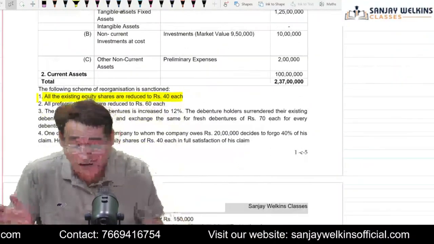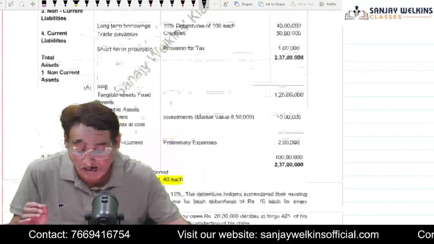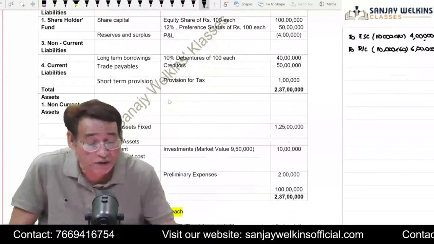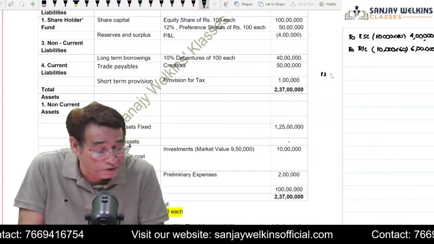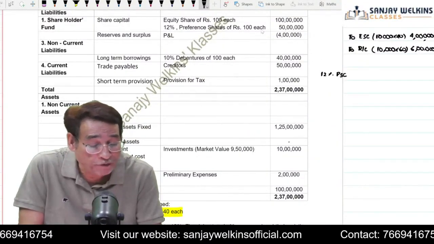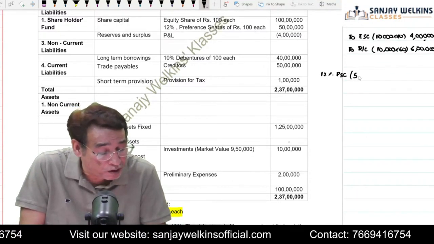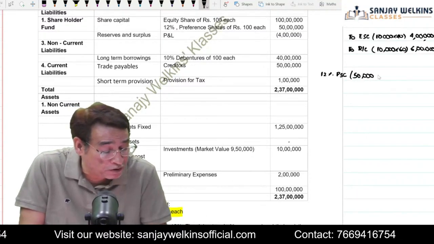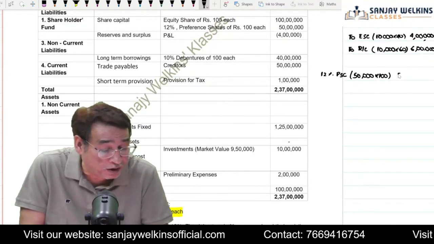Anyway, this was the first entry. Second entry says all preference shares will be reduced to 60 each. Now, preference share capital. So you can easily pass this particular entry also, 12% preference share capital in the balance sheet. You have already seen the 50 lakh, one share is of 100. That means there are 50,000 preference shares. 50,000 preference shares of 100 each. In the examination, you must write this way round, that is equal to 50 lakh.